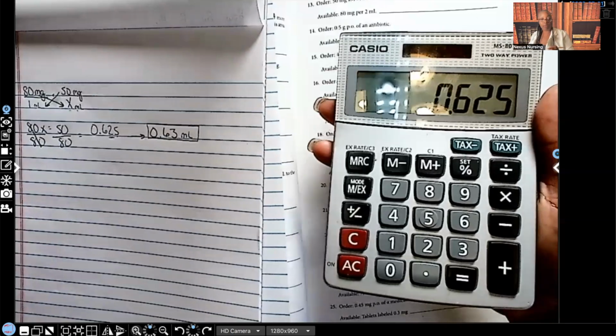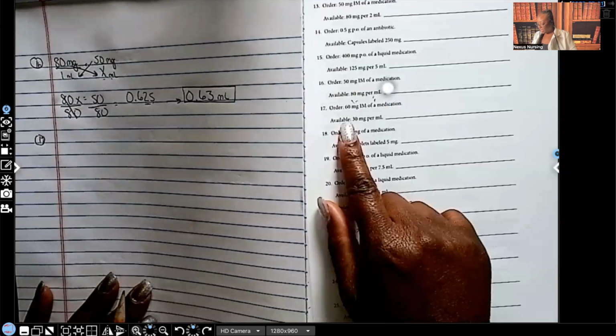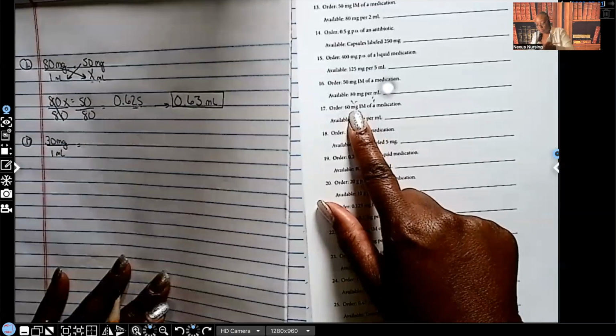Oh, number 17. Number 17, the order is for 60 milligrams IM of a medication, but what we have is 30 milligrams per ml. So we're going to start with what we have together. We are not going to separate them. So we're going to put 30 milligrams per what? 1 ml. Because remember, whenever there's not a number in front of the unit, that means it's 1. 30 milligrams per 1 ml equals, all I have left is my 60 milligrams.